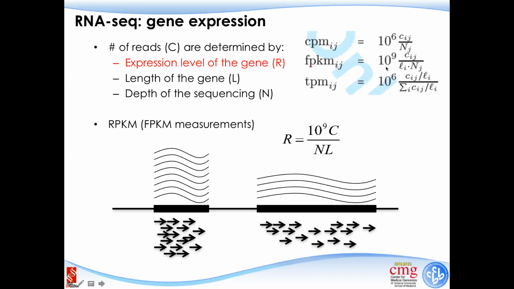And we also have the definitions of CPM and TPM, please keep them in mind. In CPM, we don't normalize by gene length. Sometimes when we just need to compare differentially expressed genes between different conditions, we don't need the gene length. We just do the sample-to-sample comparison for each gene, so we don't need the gene length here.